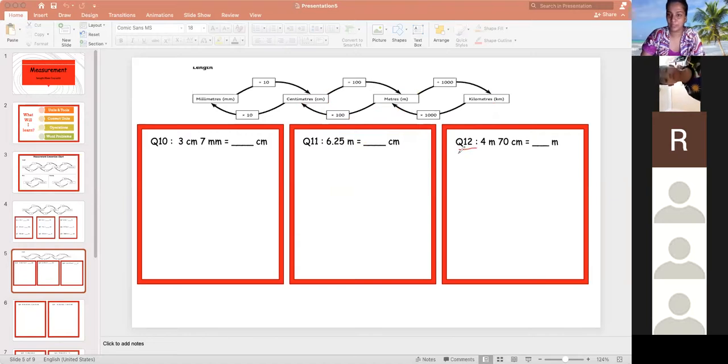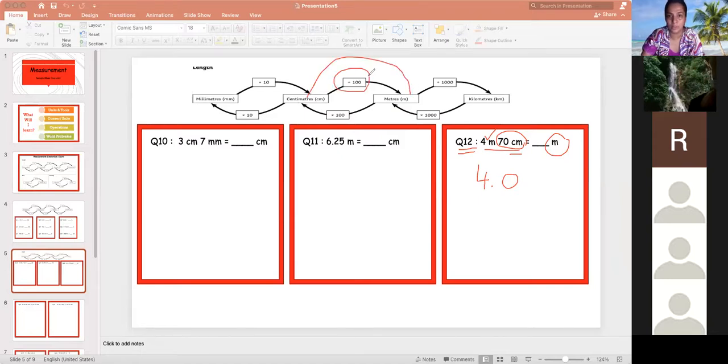So question 12. I have now 4 meters. 70 nak tukar jadi meter. So 4 meter ni 4 meter saja, dia takkan tukar. Faham? You only have to change the 70 centimeter. So 70 centimeter to meter kan? So centimeter to meter. What do you do? Divide by 100. So 70 bahagi 100 tu, you go back 2 places. And you will get 0.7.